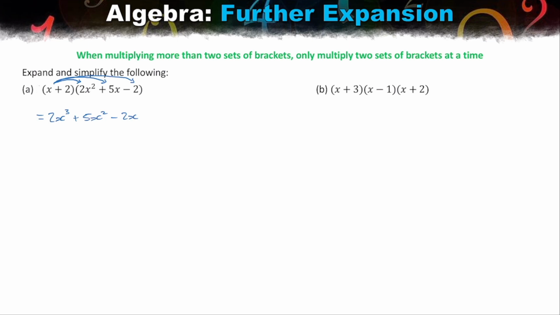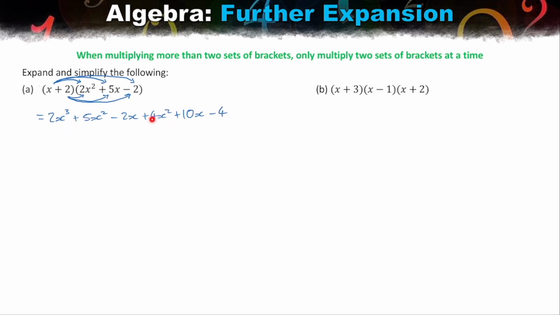Then we've got to do the same thing with this second term. This 2 has to multiply the 2x squared, which is going to be plus 4x squared. Then the 2 has to multiply the 5x, which is going to be plus 10x. Then the 2 has to multiply with the negative 2, which is going to be negative 4. And you can see here now that the x has multiplied everything on this side and the 2 has multiplied everything on this side. And we've got a collection of 6 terms.